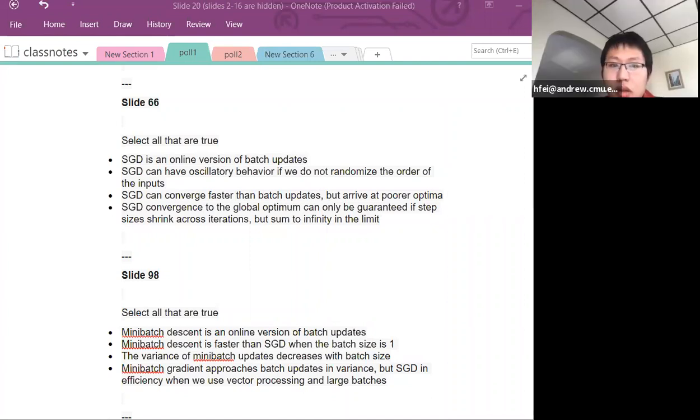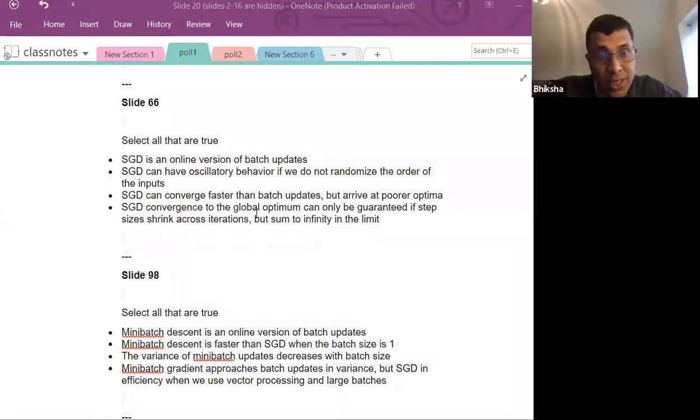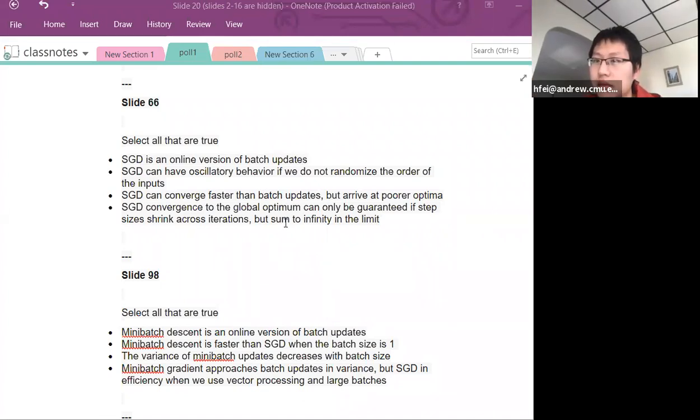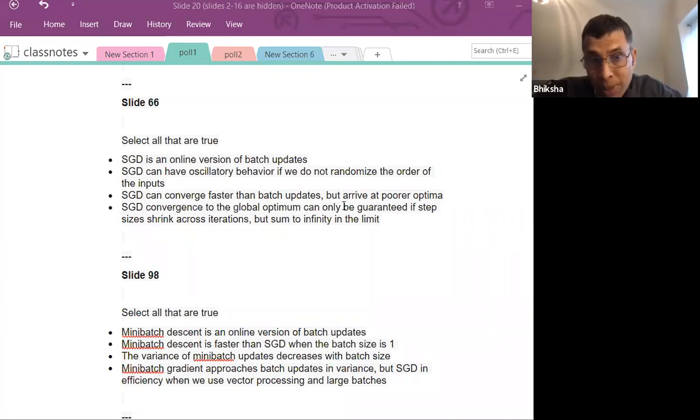Questions? The last one isn't right. The convergence to the global optimum can only be guaranteed if the step sizes shrink across iterations but sum to infinity in the limit. That's basically what we get. SGD doesn't always converge to the global optimum. So can only be guaranteed doesn't mean that it is going to be guaranteed. We are saying that for some kinds of functions, we're speaking of a possibility.